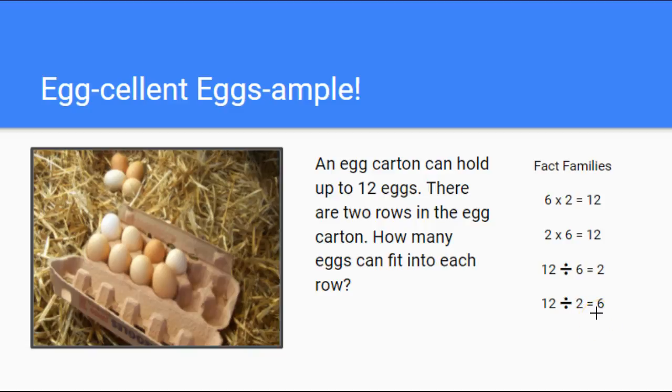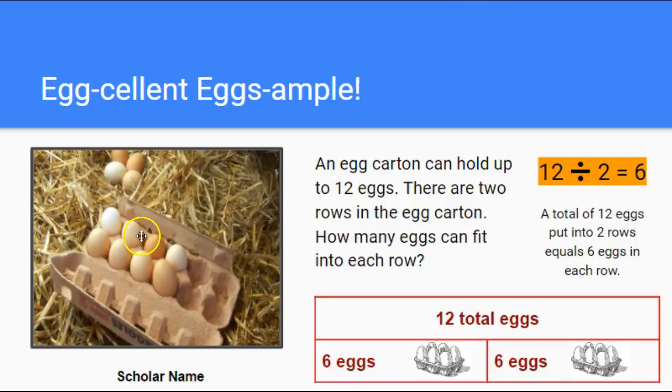So how can I show that? I have my picture, my math question. I have all these great equations that represent the fact family for 12, 6, and 2. But I want to make it very clear that I understand this multiplication concept here. And I would do that with my next slide. So I'm going to open up that next slide in a moment, and here it is.